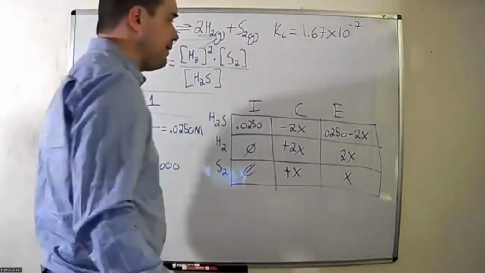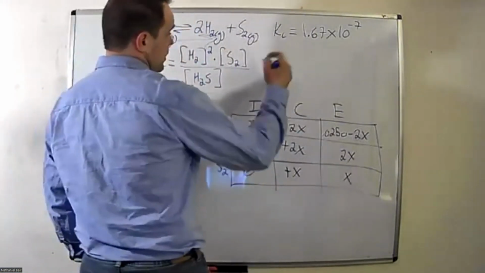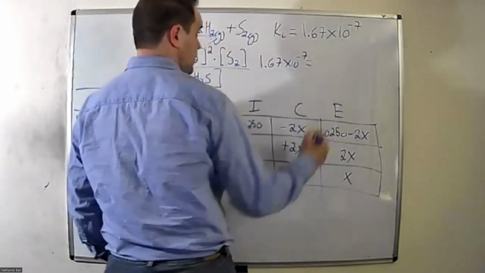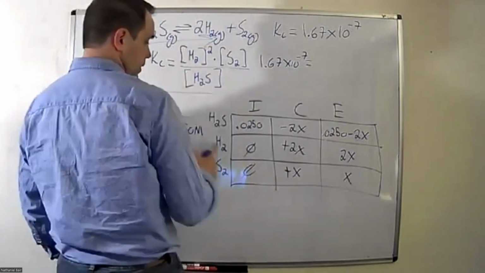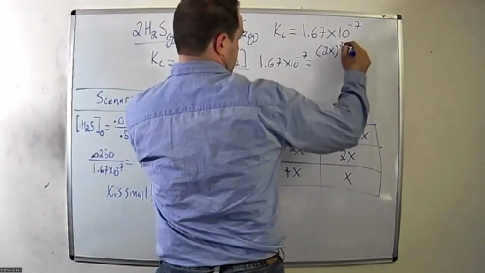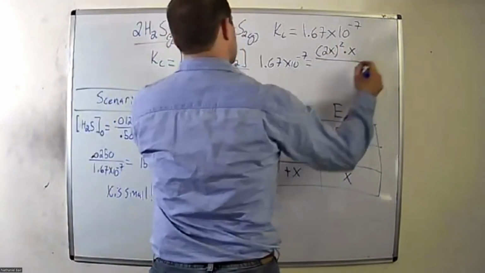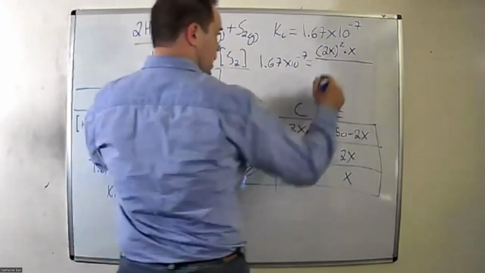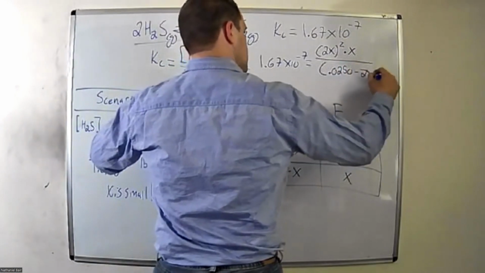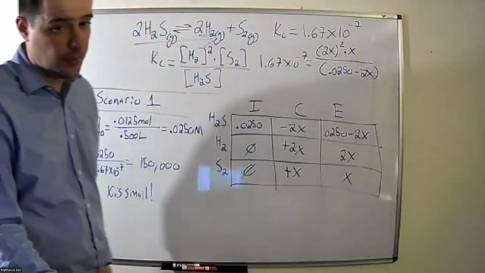What do we need to do now? We now need to plug this stuff into that expression. So we'll do it up here. 1.67 times 10 to the negative 7th equals, we got our H2 squared. So that's going to be 2x squared times our S2, x, divided by the H2S, 0.0250 minus 2x. Hopefully you got that far.